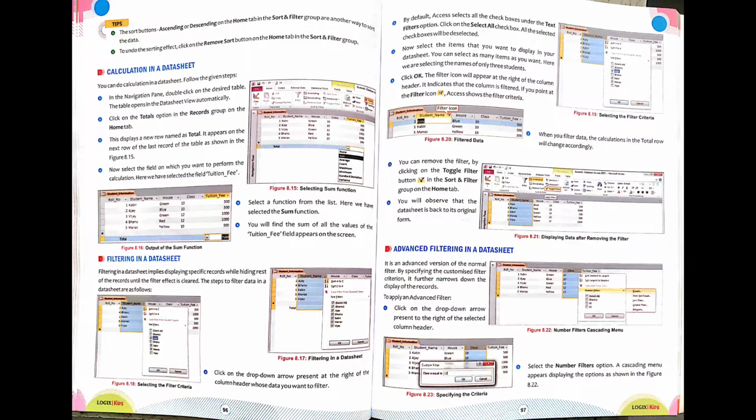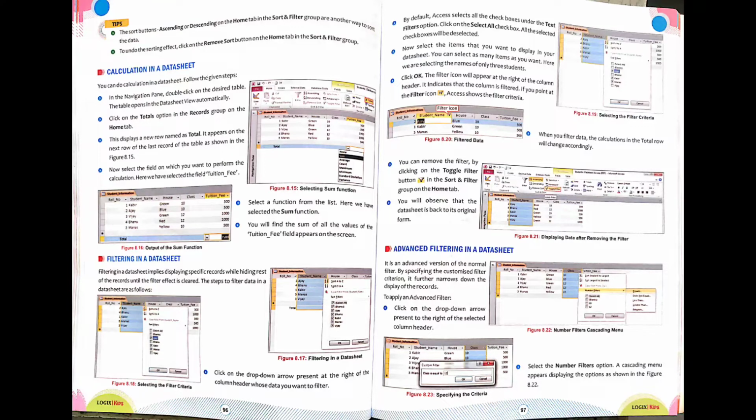Now, filtering in the datasheet. Filtering in a datasheet implies displaying specific records while hiding the rest of the records until the filter effect is cleared. The steps to filter data in the datasheet are as follows.